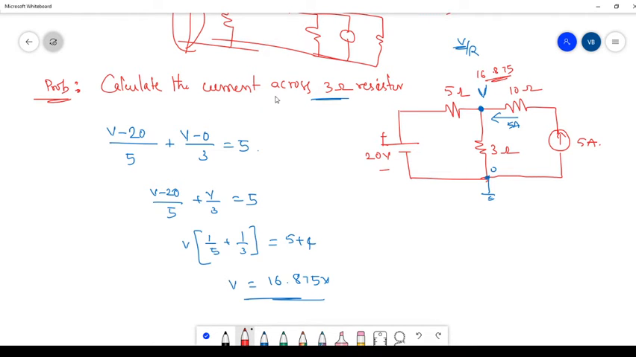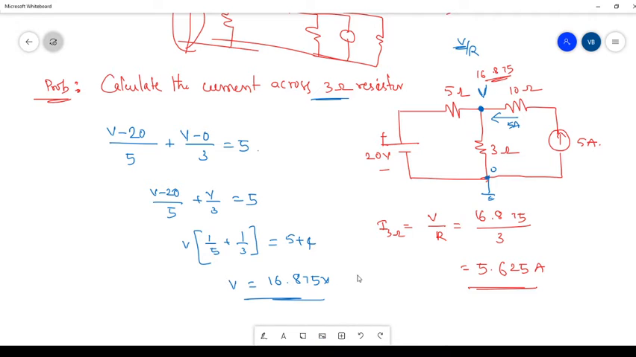So what about the current across the 3 ohms resistor? Current across the 3 ohms resistor, I3 ohms, is equal to V by R we need to write. So what is the voltage across the 3 ohms resistor? That is 16.875, divided by R, that is 3. 16.875 by 3. So this value is 5.625 amperes. So this is the actual KCL or KVL application. But here we need to calculate the current across the 3 ohms resistor by applying the superposition principle. How? That we'll see now.